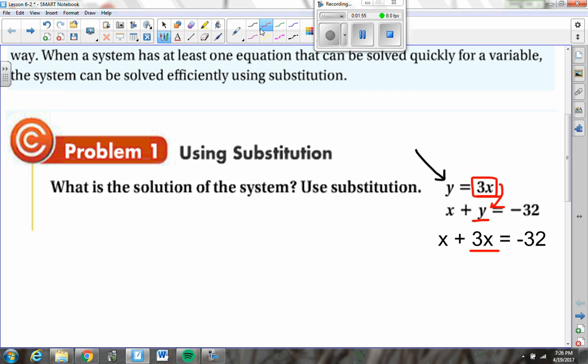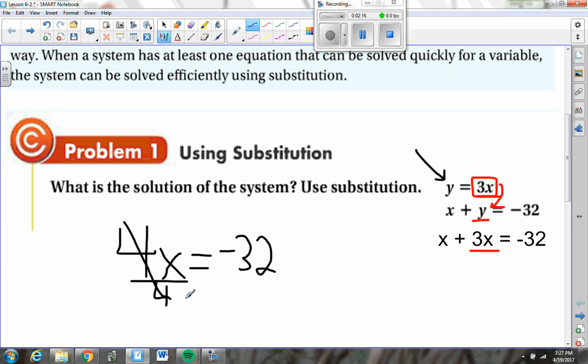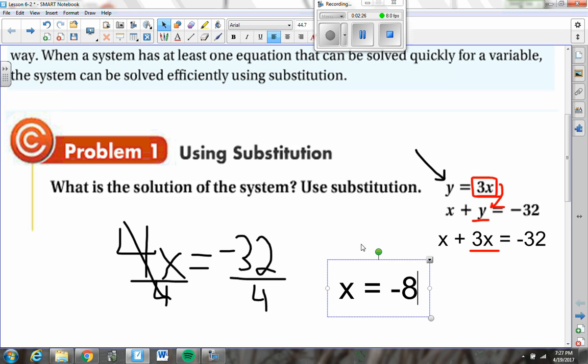Now this is an equation that I can solve like we've been solving for many chapters now in this book. We simply put together these like terms, x here and 3x there. That makes a total of 4x. The other side of the equal sign is still a negative 32. And now I simply divide by 4 to get rid of this coefficient, and I end up with x equal to negative 8. So x equals negative 8.